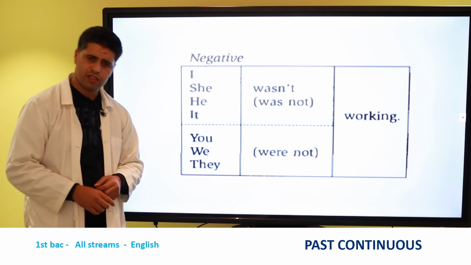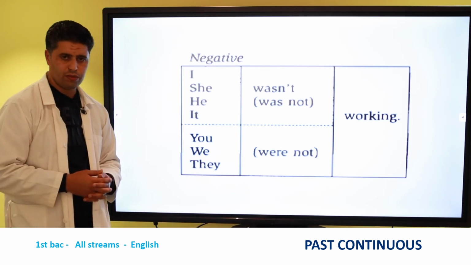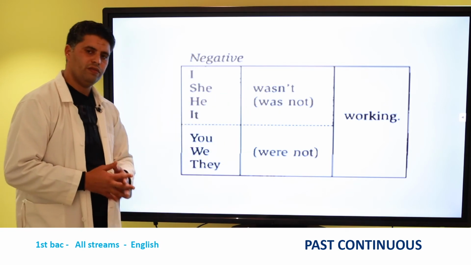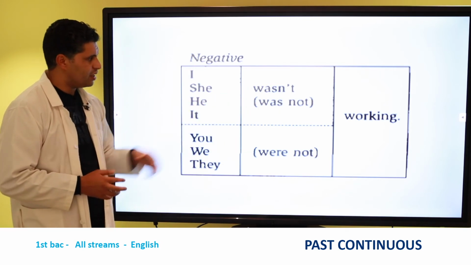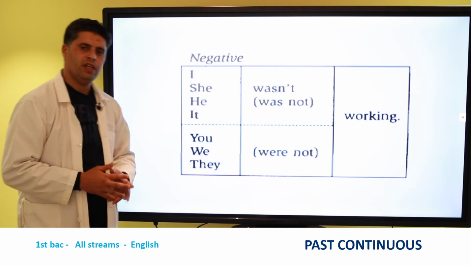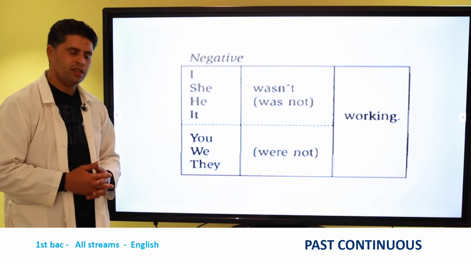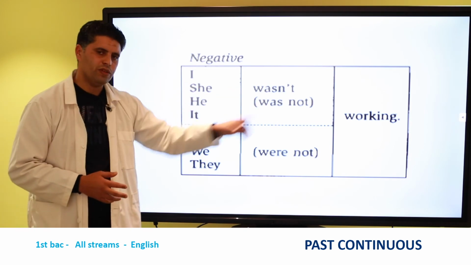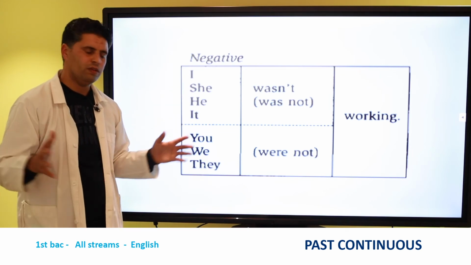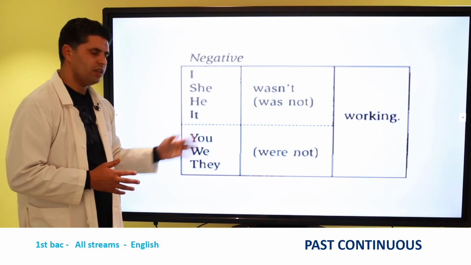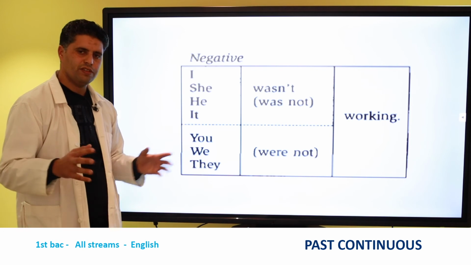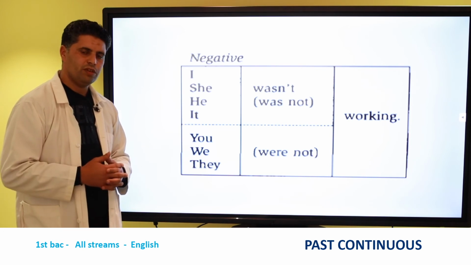Okay, now let's focus on the negative form. So here we have the subject pronouns, and here we have the verb to be. It is the negative form of the past continuous, as you can see. So here we have inserted not to form this negative form. So I wasn't, which is the short form, or you can say I was not, which is the full form. So I, she, he, it wasn't working, plus the last part of the structure, which is the gerund form of the verb.